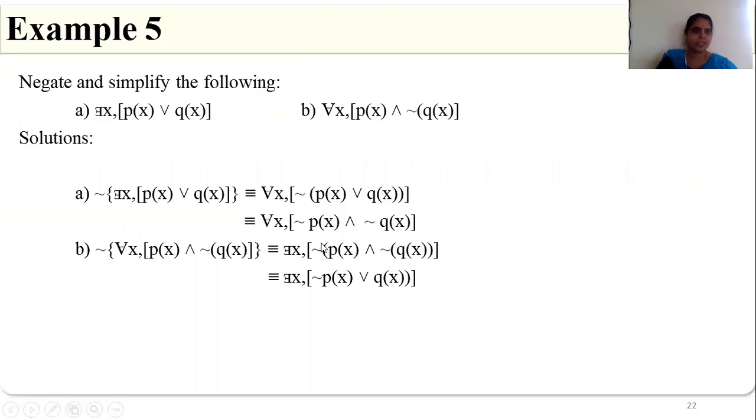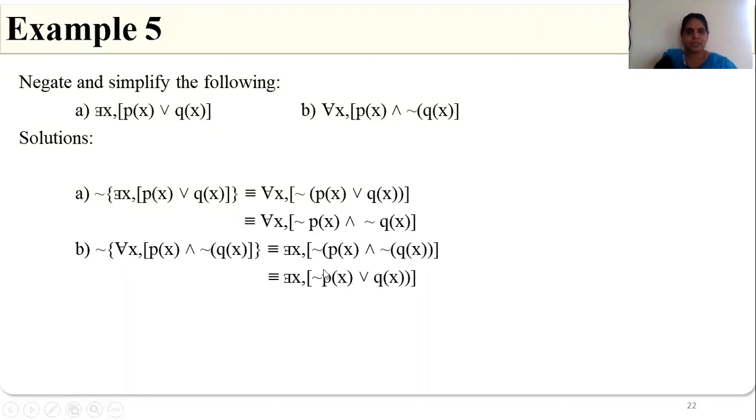Okay, here is an example of how to make a negation. Here we have to replace what we need to replace. There exists has to be replaced by for all, and the negation of P of x or q of x. By using De Morgan's law, you can change it to negation of P and negation of q.